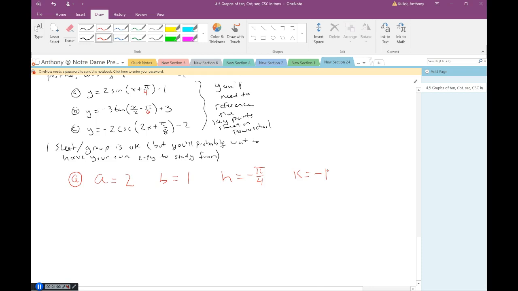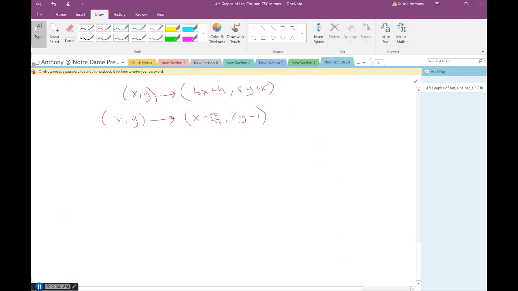Good. The next thing I'm going to do is write my transformation map. And the format of that map is this. So for this case, we're going to have (x, y) goes to (x minus pi over 4, 2y minus 1). Everybody happy so far?